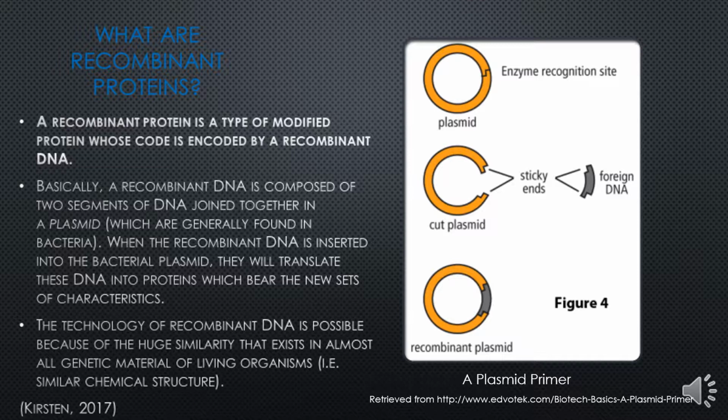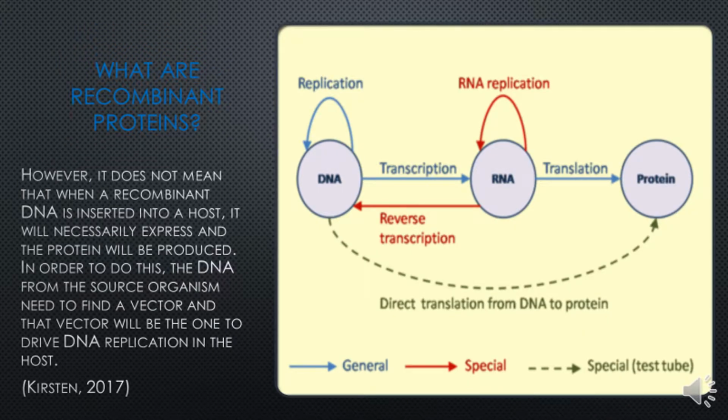The technology of recombinant DNA is possible because of the huge similarity that exists in almost all genetic material of living organisms, and that means that they have similar chemical structure. However, it does not mean that when a recombinant DNA is inserted into a host, it will necessarily express and the protein will be produced. In order to do this, the DNA from the source organism needs to find a vector, and that vector will be the one to drive DNA replication in the host.